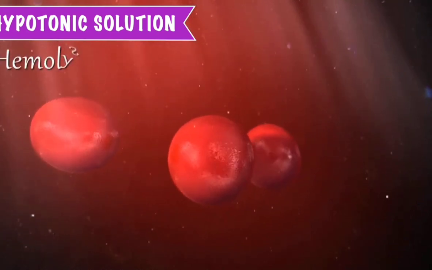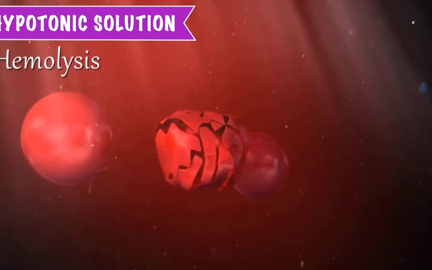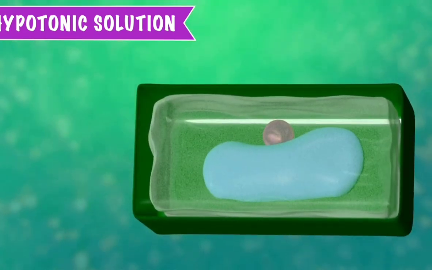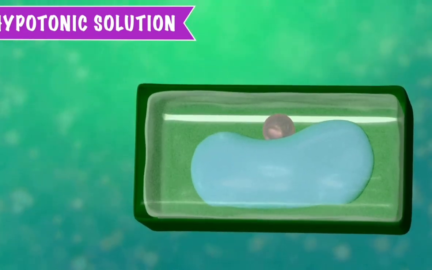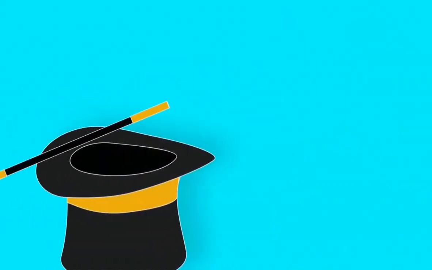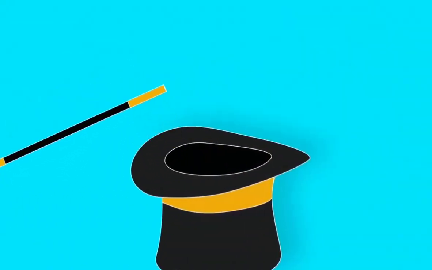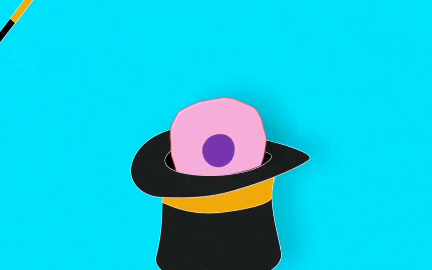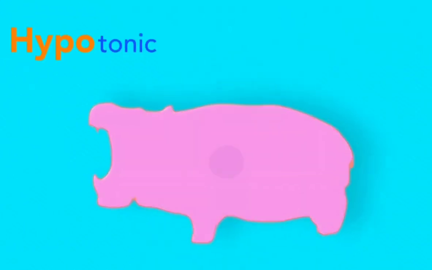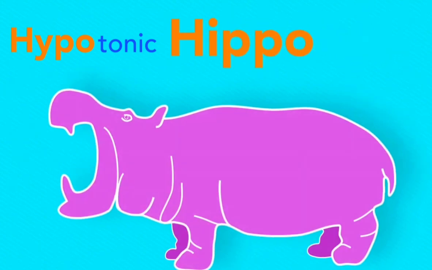Cytolysis in red blood cells is called hemolysis. Cytolysis doesn't happen in plant cells because the rigid cell wall prevents the cells from bursting. Here's a little trick to remember that hypotonic solutions cause a cell to swell rather than shrivel. When you think of hypo, think of a big swollen hippopotamus, or hippo for short.